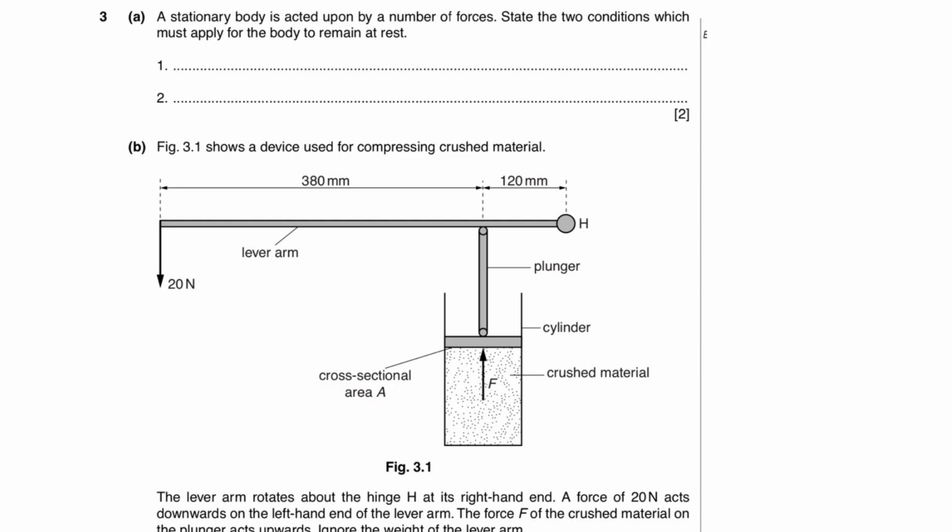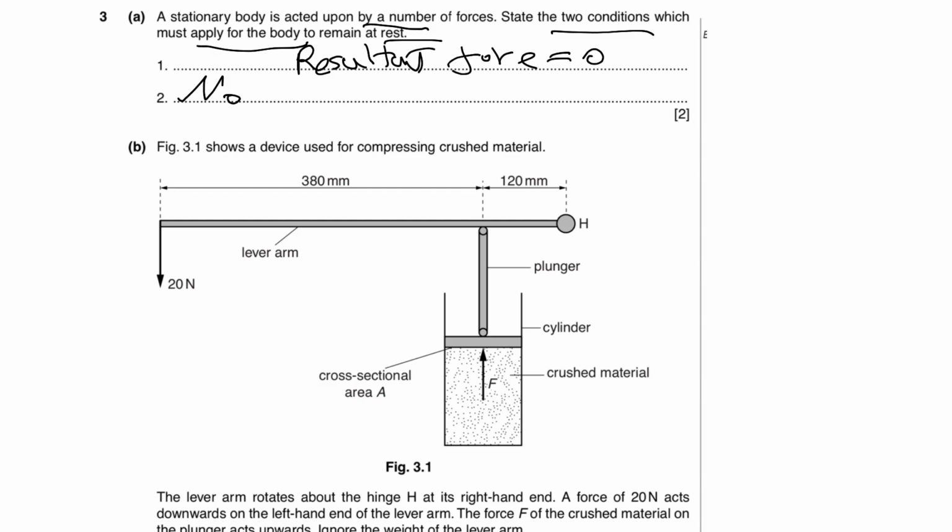Question says that a stationary body is acted on by a number of forces. State the two conditions which must apply for the body to remain at rest. First part of the question: we can write, when the resultant force is equal to 0, at that time it will be at rest. Or second, we can write no resultant moment, or no turning effect. When there is no turning effect, the body will also be at rest.